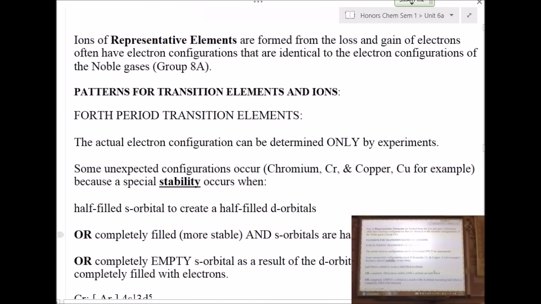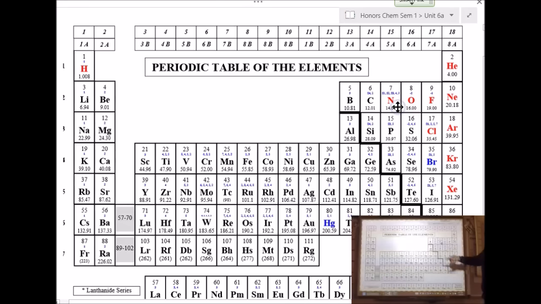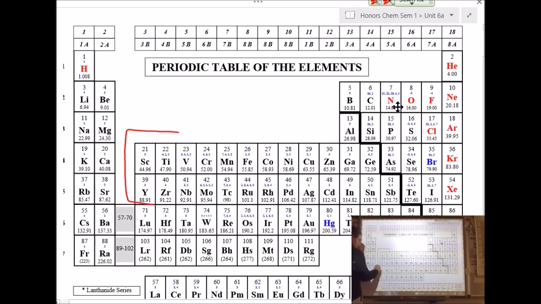When we talk about this, it's kind of a little exception to the rule that we had with electron configurations. This only happens in these 2 rows. When we look at the periodic table, what I'm about to talk to you about only happens in these 2 rows right here. There's what's called special stabilities.